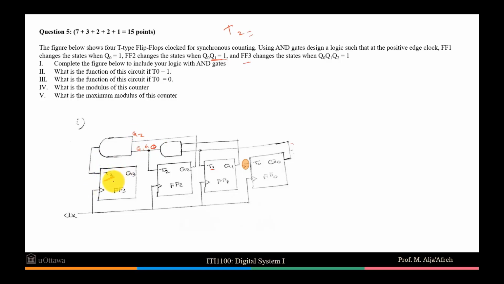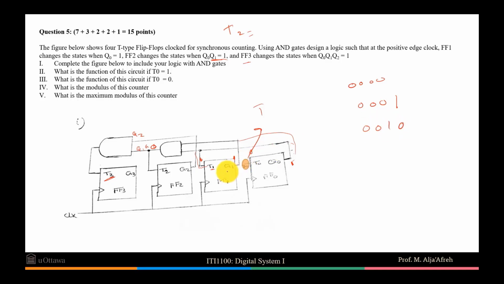What is the function of this circuit if T0 is equal to 1? If T0 is equal to 1, that means at the next positive edge triggering, this bit will be flipped and will become 1. And this one will go and flip this one, so it will become 1. So you are at 0, 0, 0, 0, and then it will become 0, 0, 0, 1. After that, this one will flip it, so it's an increment by 1: 0, 0, 1, 0.